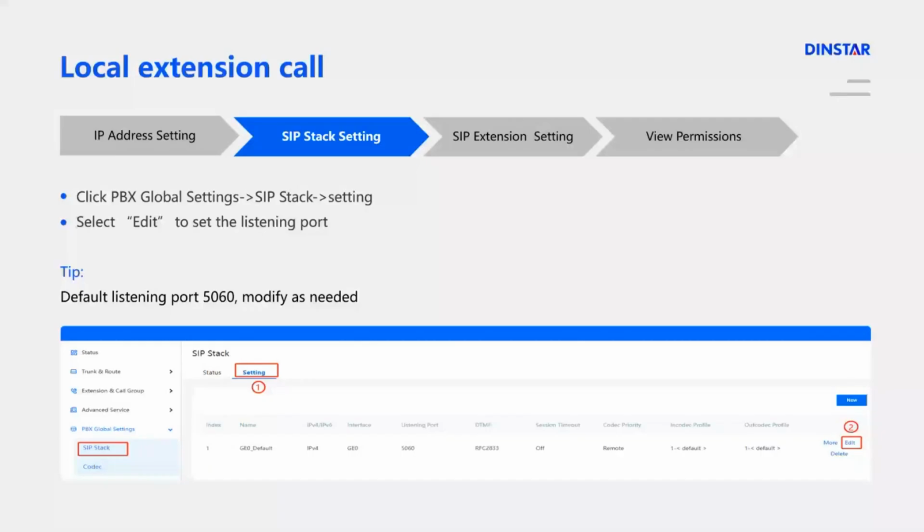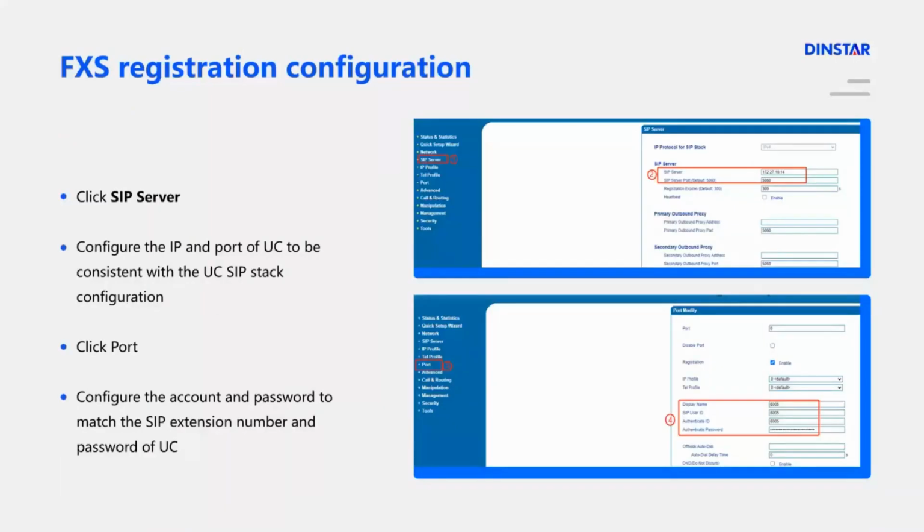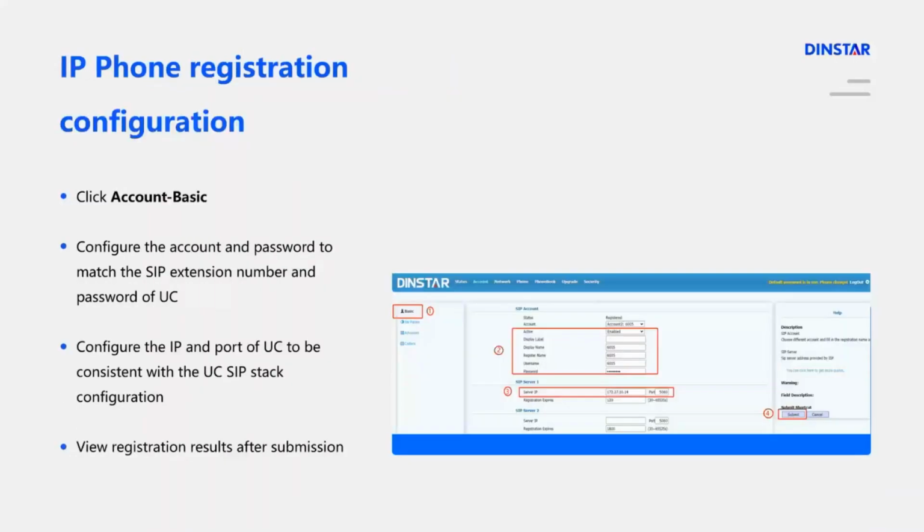Next we do the endpoint registration. We set up the IP phones and the FXS gateways. We make sure the account username and password are correct. Yeah, that's all. Then we can make internal calls between these IP phones and the analog phones.